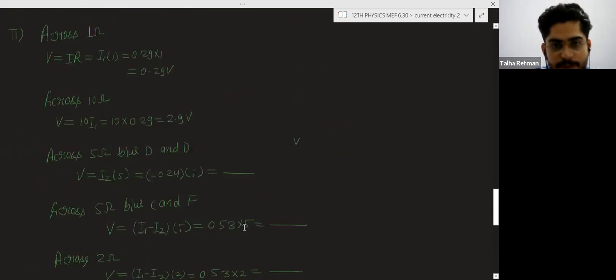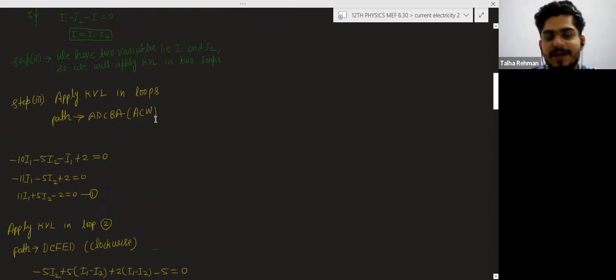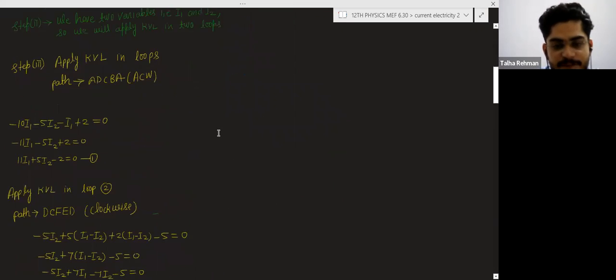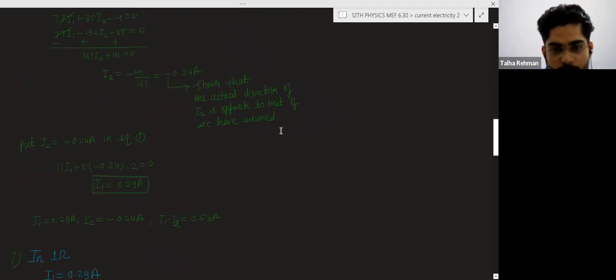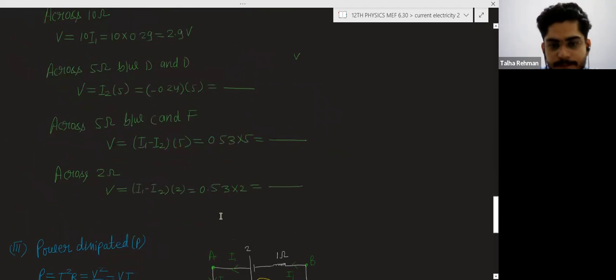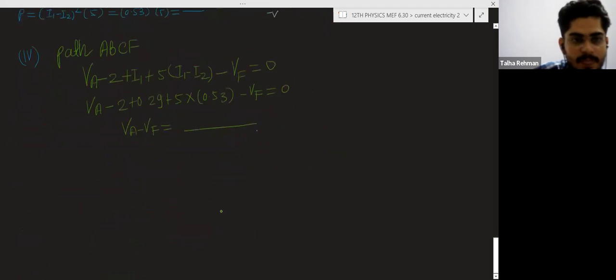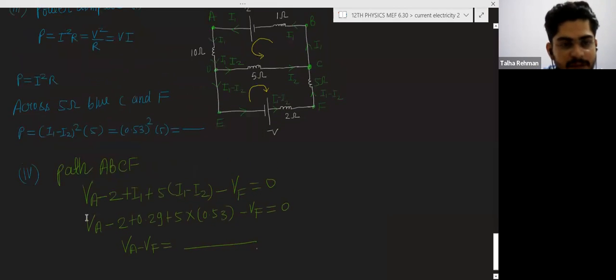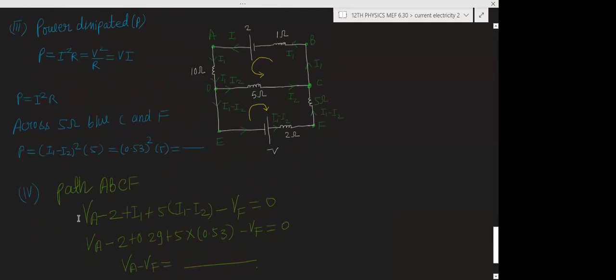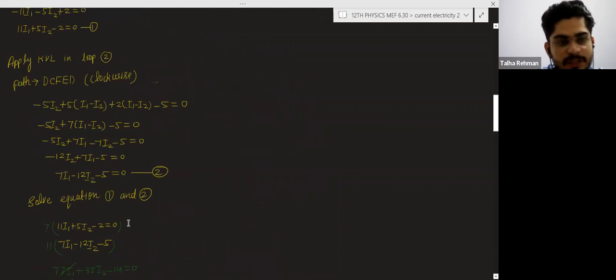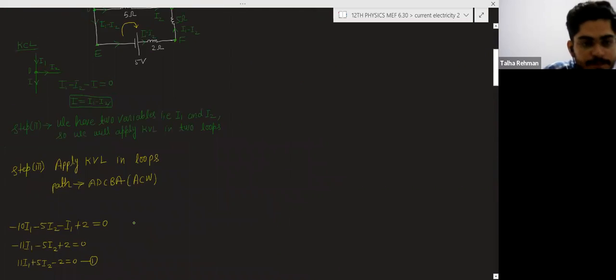Now, in the fifth part, they are asking what is the potential difference between the point B and E. So, I am choosing a path B, C, F, E. This is the fourth part now. Yeah, sir, this is the fifth part. This is the fourth and this is the fifth part. We are on the fifth part now.